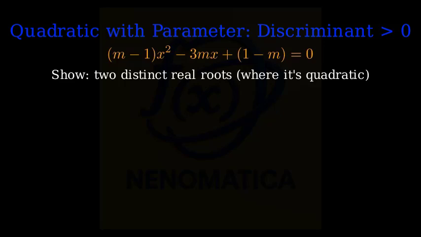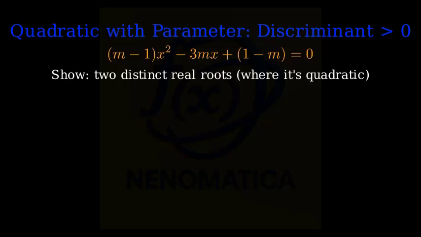In this video, we will prove that the quadratic equation (m minus 1)x squared minus 3mx plus 1 minus m equals 0 has two distinct real roots for all real values of the parameter m where the equation is truly quadratic. We will do this by showing that its discriminant is strictly greater than 0.